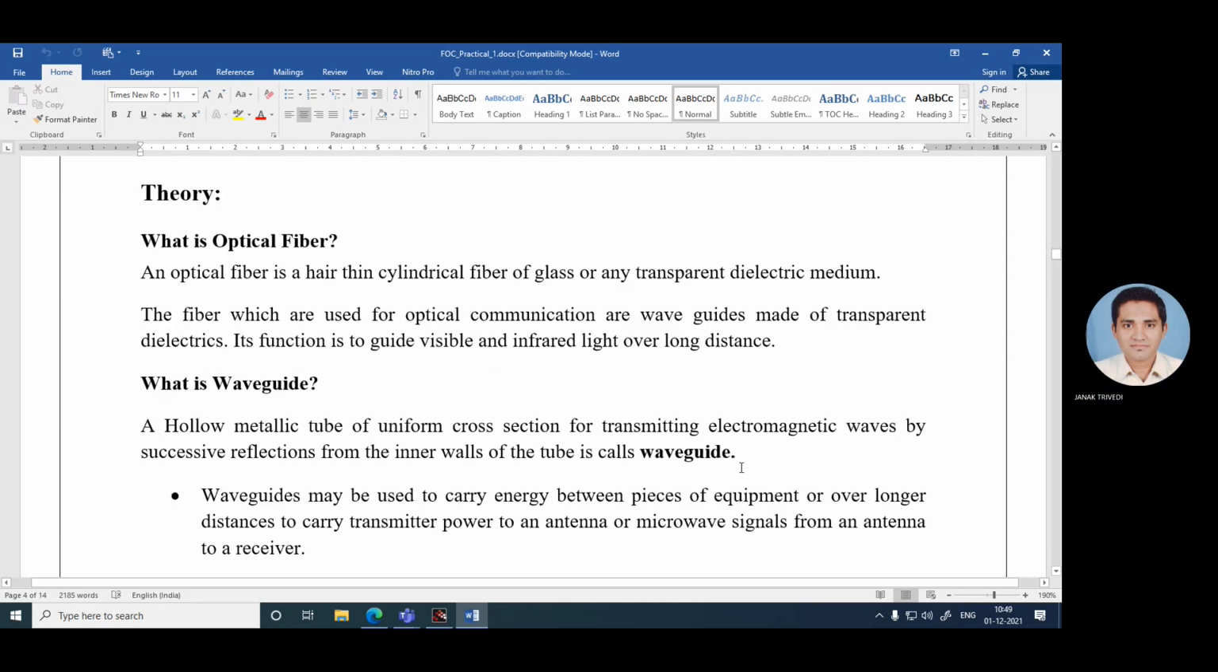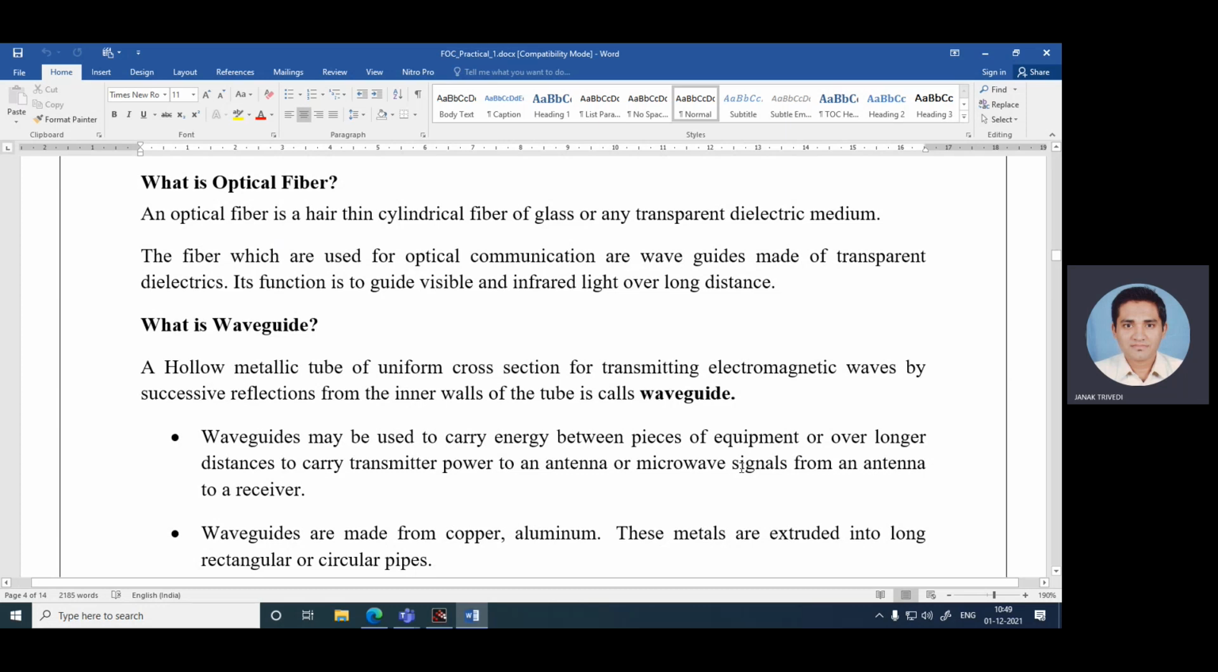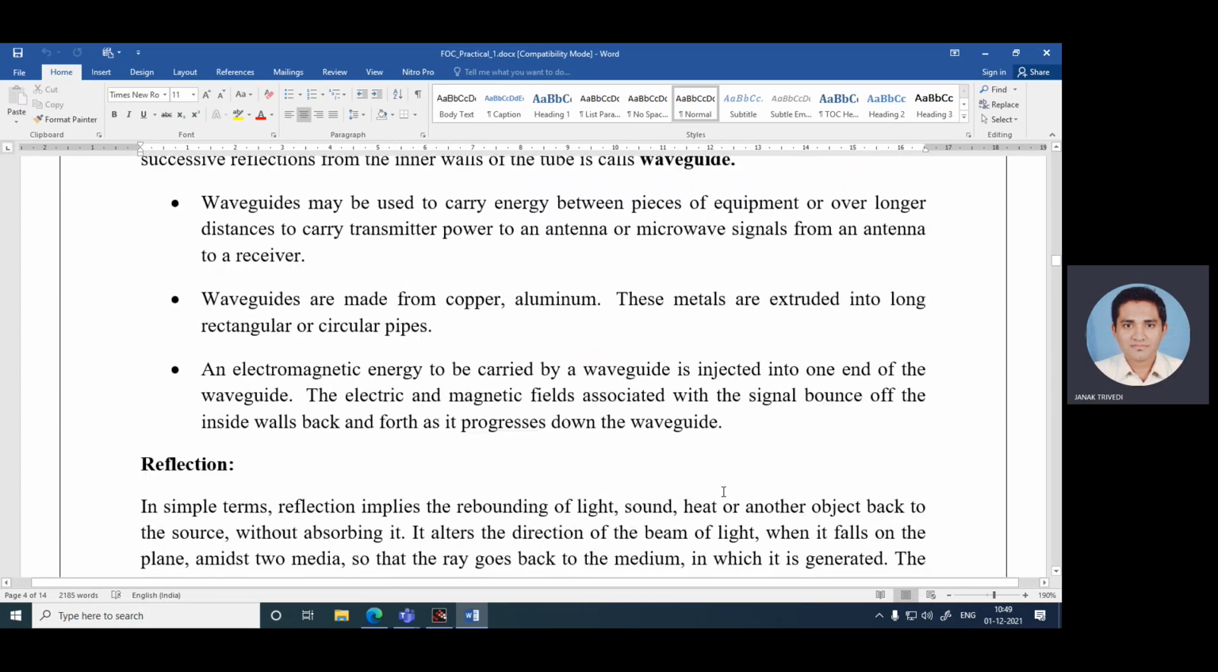Waveguide. A waveguide may be used to carry energy between pieces of equipment or over a longer distance, to carry transmitted power to an antenna or a microwave signal from an antenna to a receiver. Waveguides are made from copper or aluminum. These metals are extruded into long rectangular or circular pipes. The electromagnetic energy to be carried by a waveguide is injected into one end of the waveguide. The electric and magnetic fields associated with the signal bounce off the inside walls back and forth as it progresses down the waveguide.